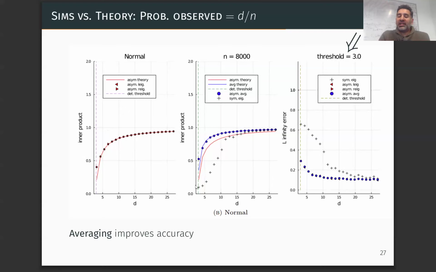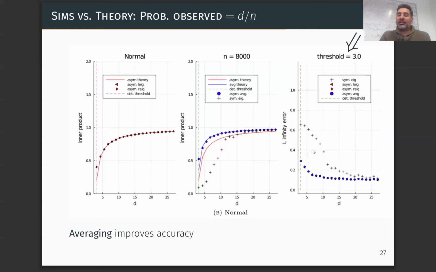Let me move to the second panel. What you notice is the red line is the theory for just the left and right eigenvectors. If I were to average them, that's the blue line. You notice that it doesn't break the phase transition, but the accuracy of the eigenvectors improves. In contrast, the plus is the symmetric eigenvalue approach. If I didn't do this asymmetric procedure and used the eigendecomposition, the eigenvector estimates are substantially worse, particularly in the very sparse regime. If D is big enough, then eventually the symmetric routine gives you as informative estimates as the asymmetric procedure, but the real value is in the regime between, let's say, 3 and 10, where the symmetric one just doesn't have very good eigenvectors.